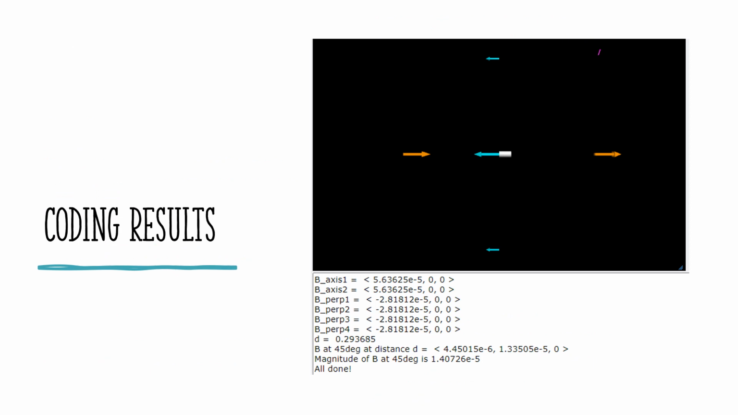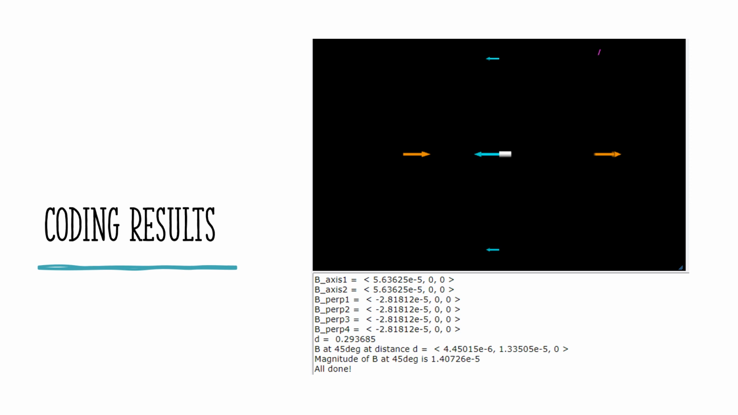Here are our coding results. We have each of the magnetic fields from each of the observation locations, and then the distance from the observation location, which is the 45-degree one, and then the magnitude of B at the 45-degree angle from the computed data is found to be 1.407 times 10 to the negative 5, which is somewhat close to our value, but I will show in the next few slides.